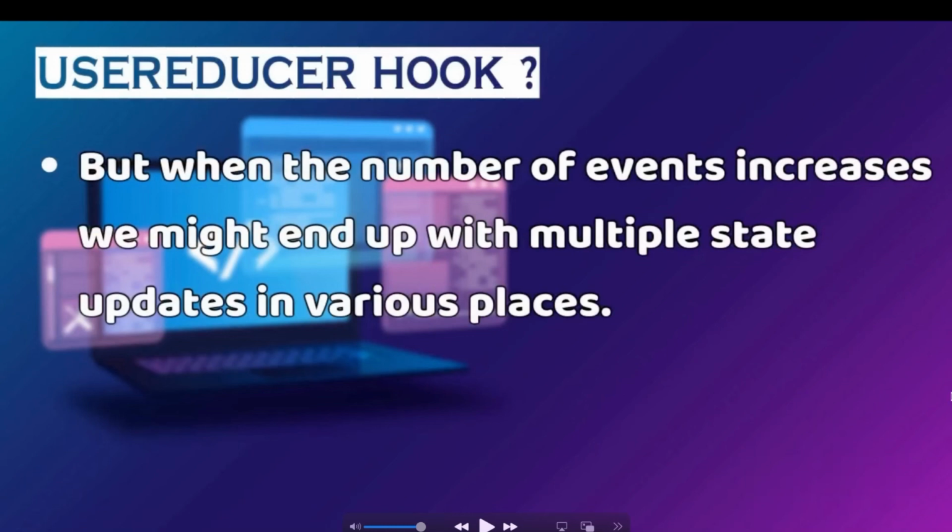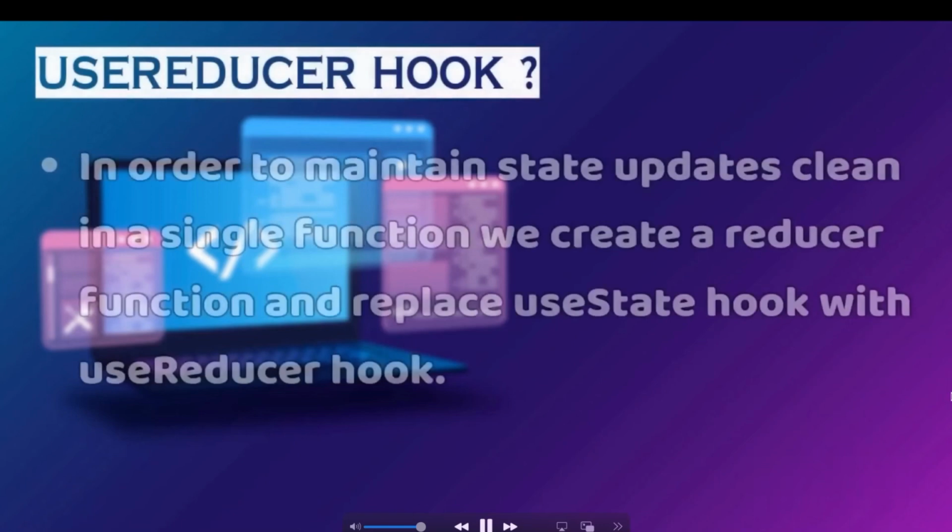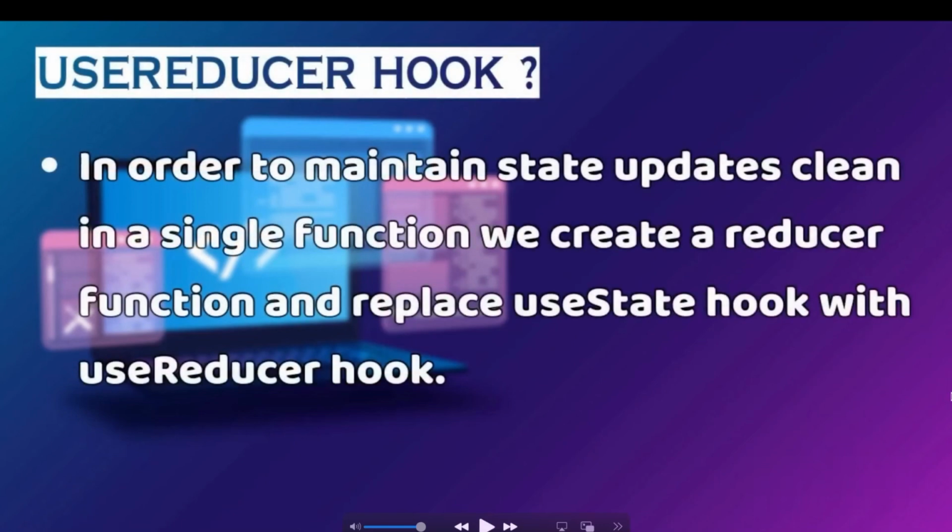But when the number of events increases, we might end up with multiple state updates in various places. So it is hard for us to maintain the state updates as they are spread across multiple event handlers. In order to maintain those state updates in a single function, we create a reducer function and replace the useState hook with the useReducer hook. So as we said earlier, a reducer function is a function which handles all the state updates inside it and reads from it.